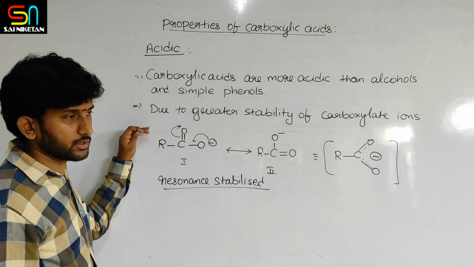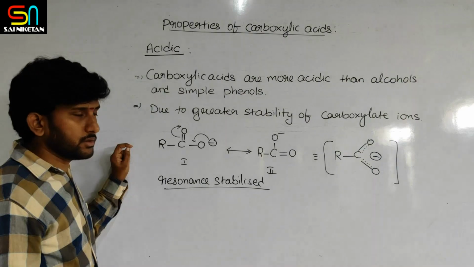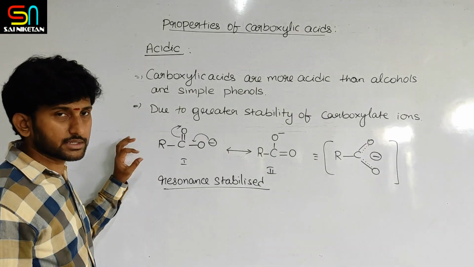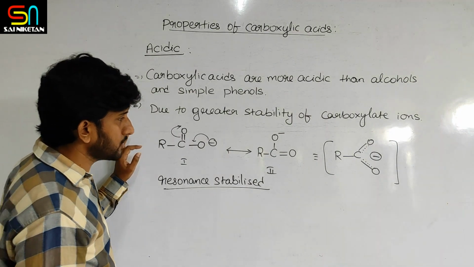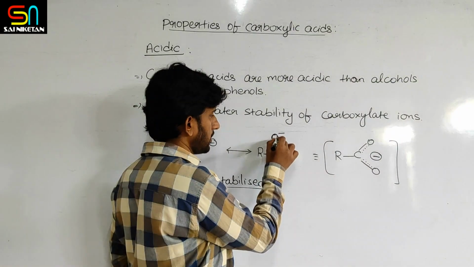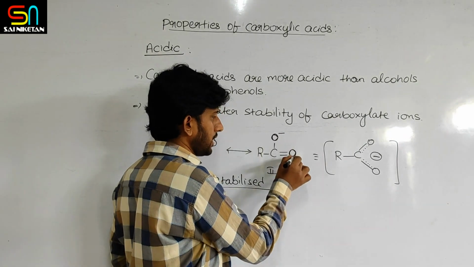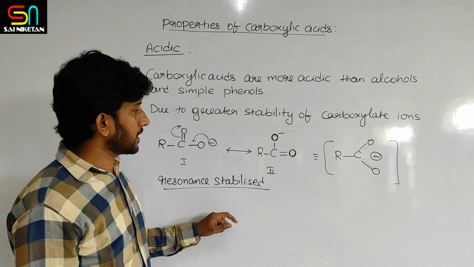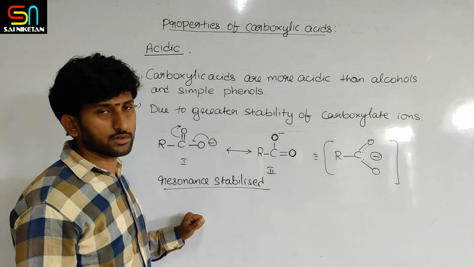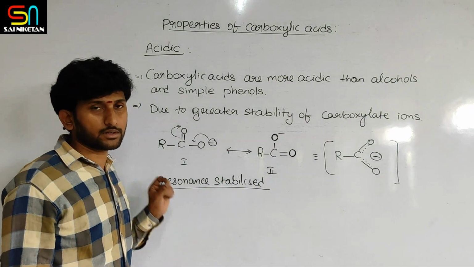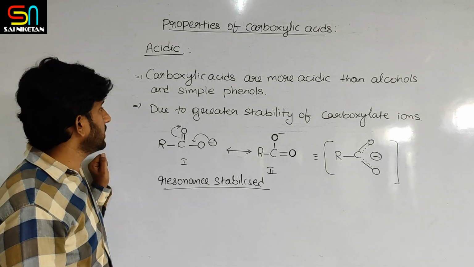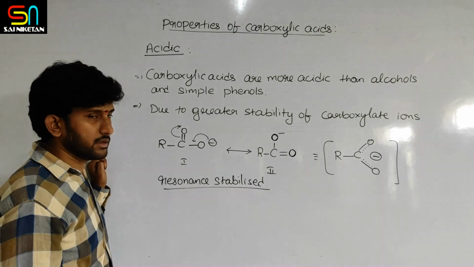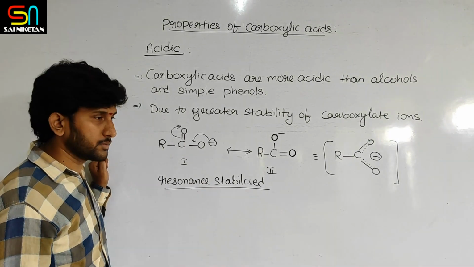even simple phenols. Even though resonance in phenols is more compared to carboxylic acids, the charge distribution in carboxylate is on more electronegative oxygen atoms, so carboxylate ions are more stable than a simple phenoxide ion. That is why carboxylic acids are more acidic than simple phenols also.